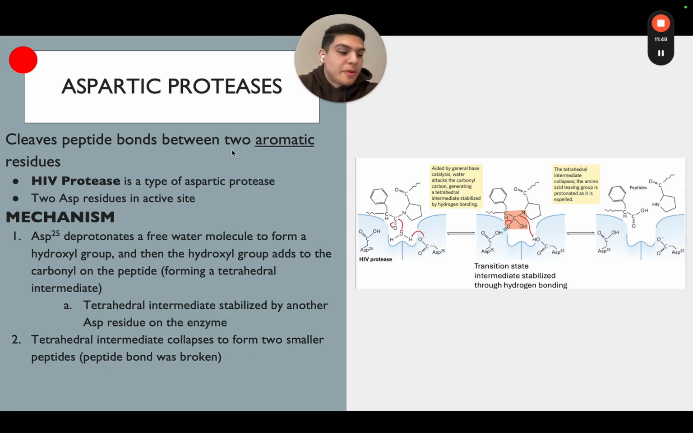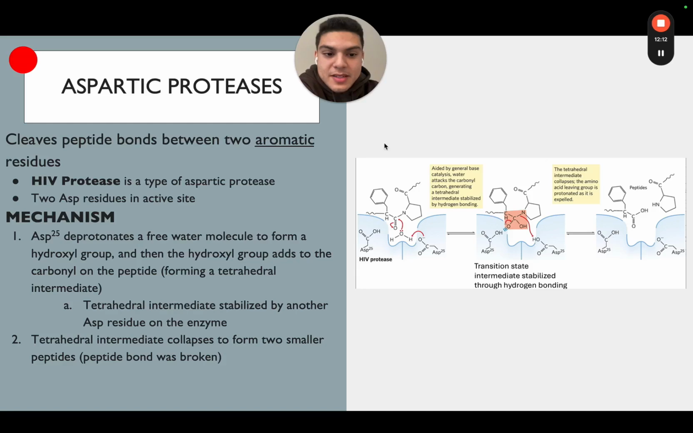The first one is aspartic protease, which basically cleaves peptide bonds between two aromatic residues. For example, HIV protease is a type of aspartic protease. And there are two asparagine residues in the active site that help with this cleavage of two tryptophan, or two aromatic residues.